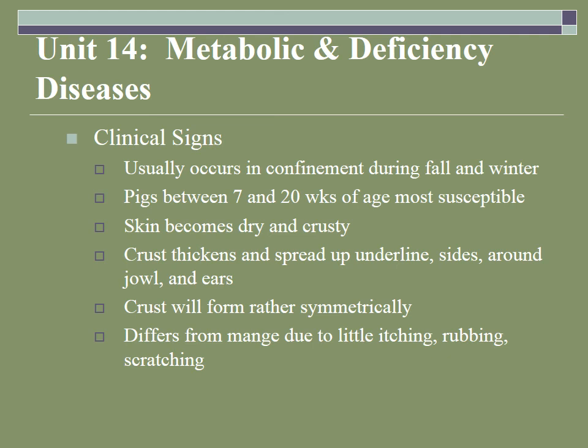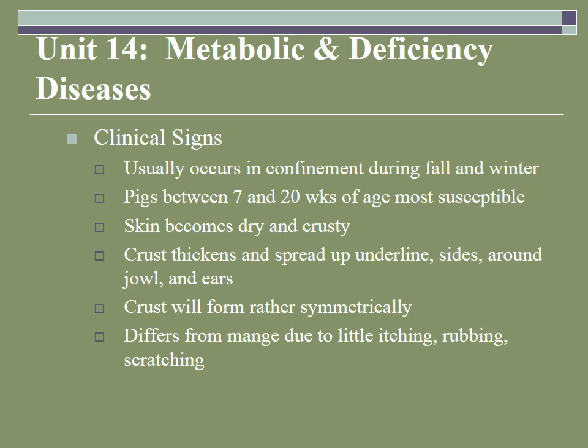So clinical symptoms, this occurs generally in pigs in confinement during fall or winter time, and pigs between 7 and 20 weeks of age. Because we've got this mineral imbalance of two of them here, the skin becomes really dry and crusty, and that crust really kind of thickens, maybe causes kind of a callus experience there. Spreads to the underline, the sides, all around the jowl or the jaw and the ears, and it generally forms rather symmetrically. So whatever you see developing on the left side is also on the right.